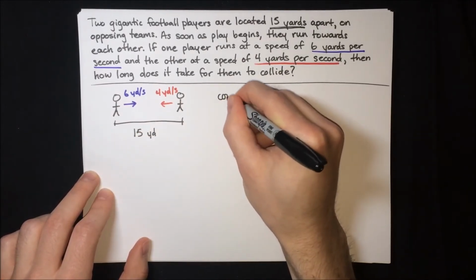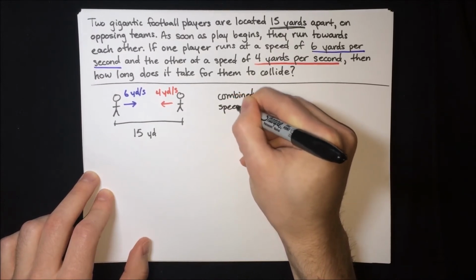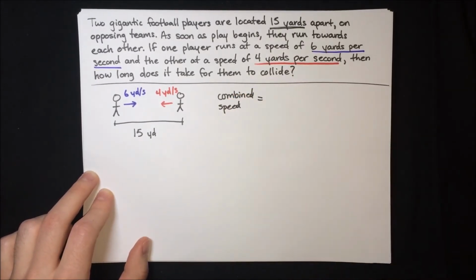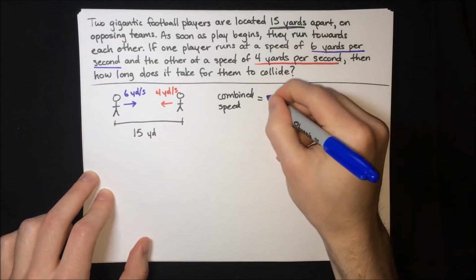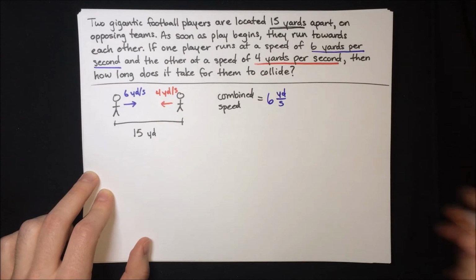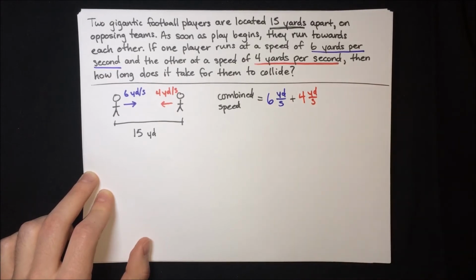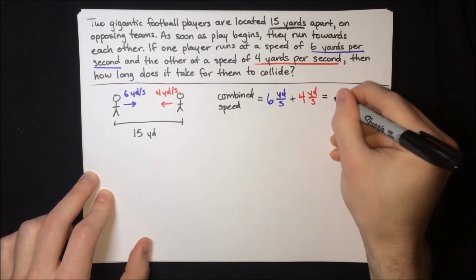So let's write combined speed. That's equal to the first player, 6 yards per second, plus the second player's speed, 4 yards per second, for a total of 10 yards per second.